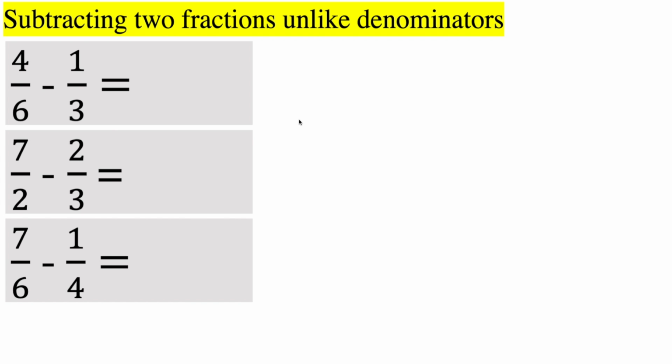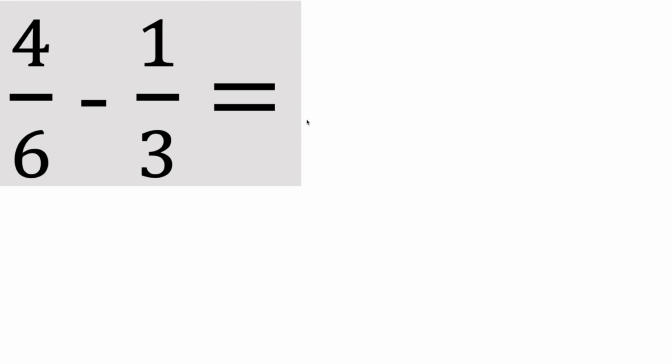Okay, in this video we will be subtracting two fractions with unlike denominators, and so let's begin. So our first problem is 4 divided by 6 minus 1 divided by 3, and we notice the denominators are different for both of them, so we can't subtract just yet, because with fractions, for addition and subtraction, the denominators have to be the same.